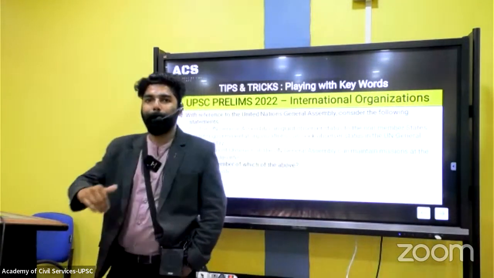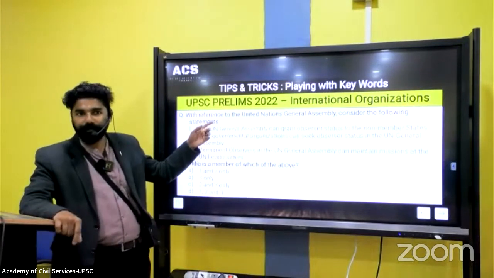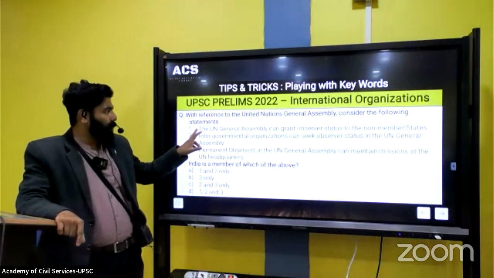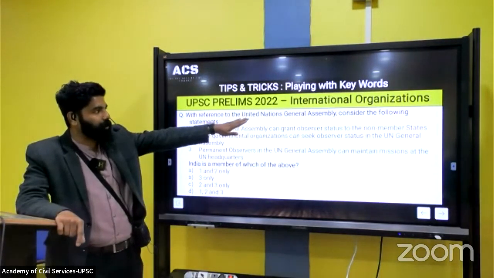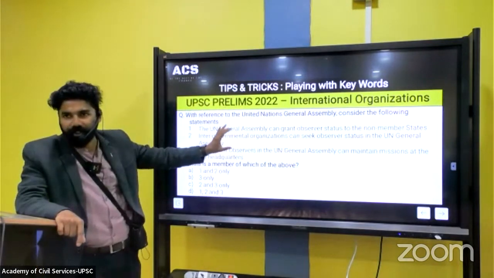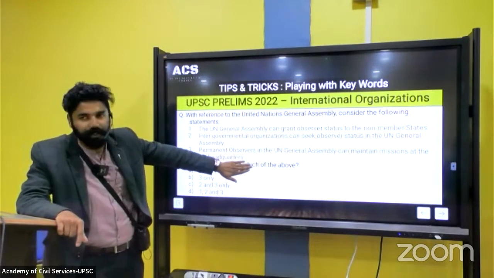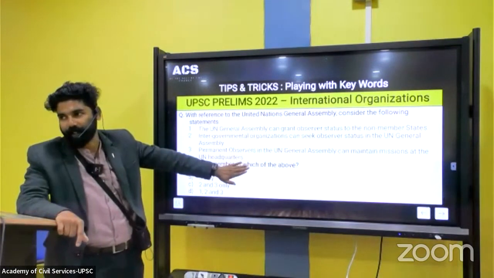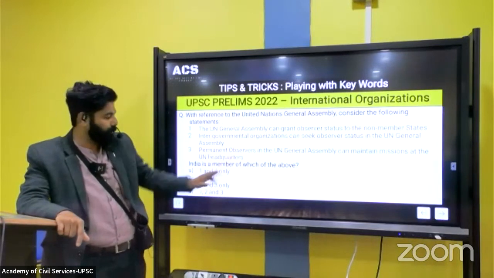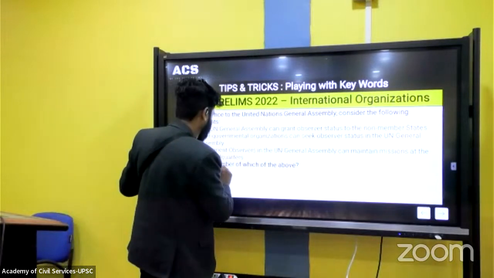Is it visible to you? Backside. Statement 1, then 3 statements have been given and options are there. With reference to the United Nations General Assembly, consider these 3 statements and we have to identify among these statements. The question is actually, which of the following statements is correct? Not this one. Which of the following statements is correct? That was the question asked.